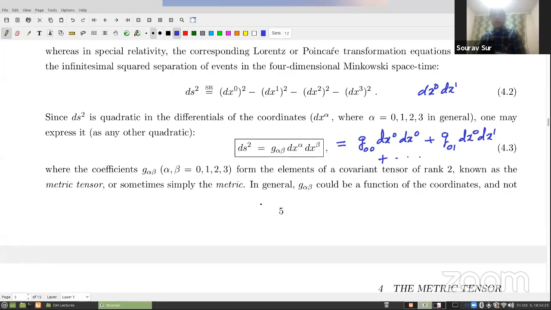But there is a caution. Like in this case here, you only have G alpha alpha terms present. That is G00, G11, G22, and G33. But you can never write something like this for the Minkowski metric in special relativity.